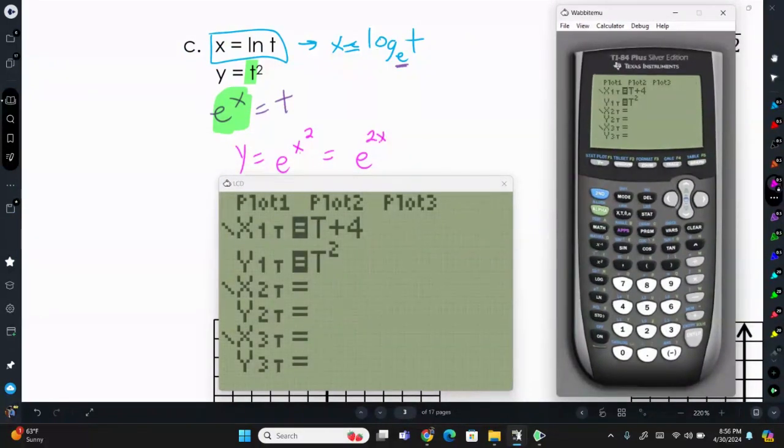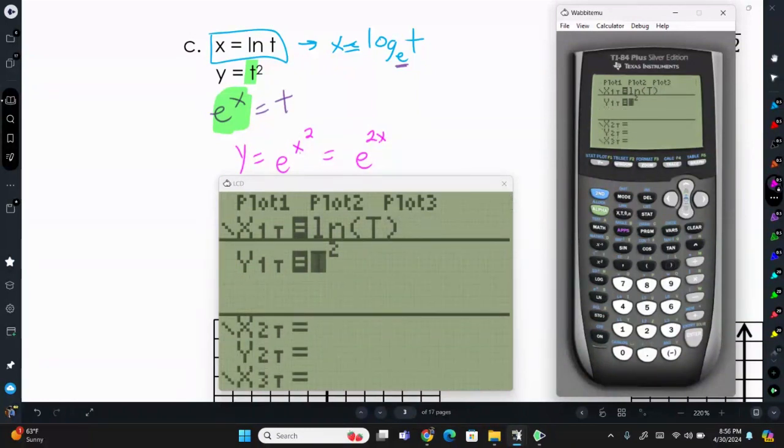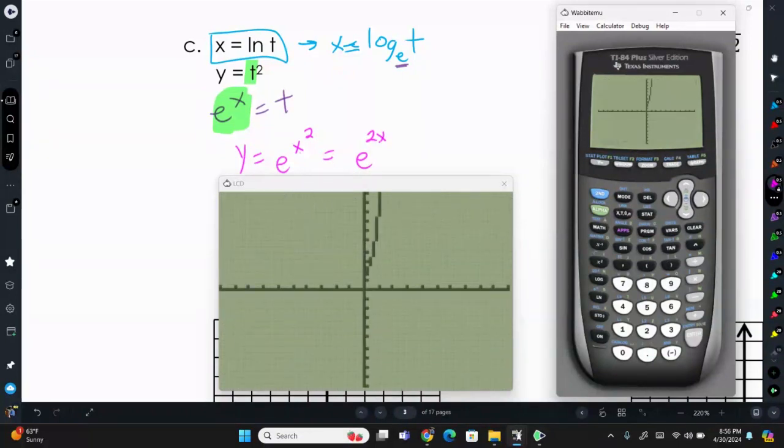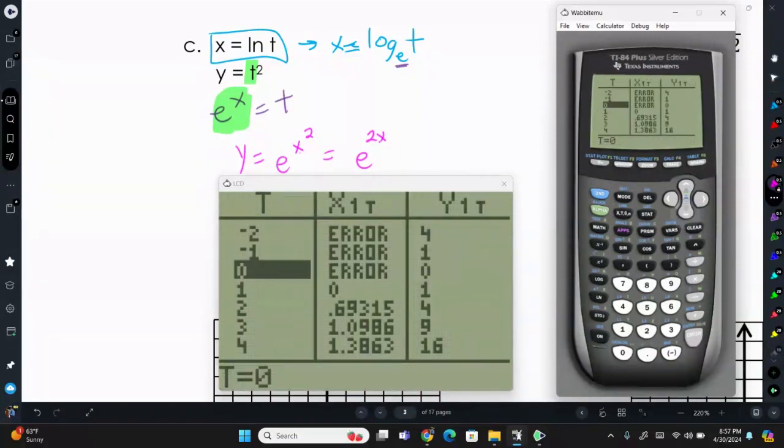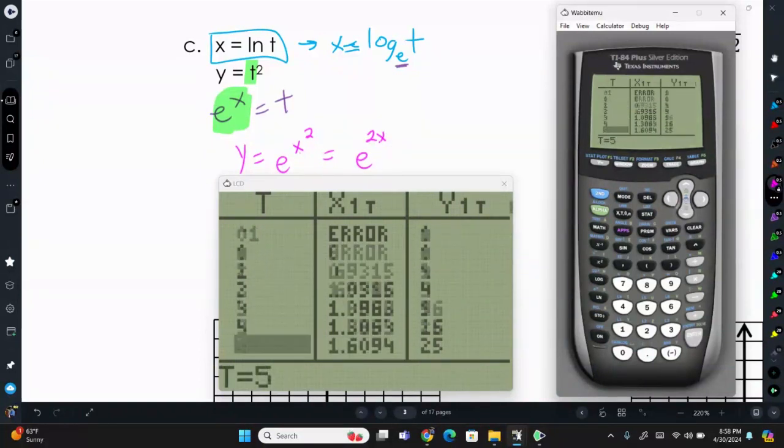And we're going to do the natural log of t in one of them, and the other one, oh, we already have t squared. Now when I hit graph, this is what we get. Our graph is going to be pretty messy or off the grid, but let's look at the table. When we substitute in anything 0 or smaller, we get an error in the x one. So that means we have to start at 1, and we're going to go up to 5.